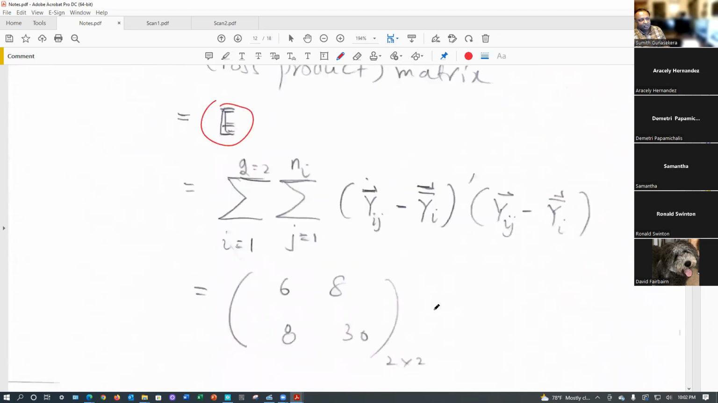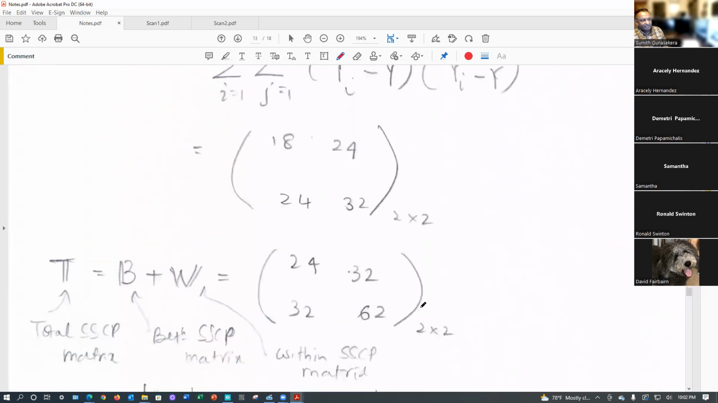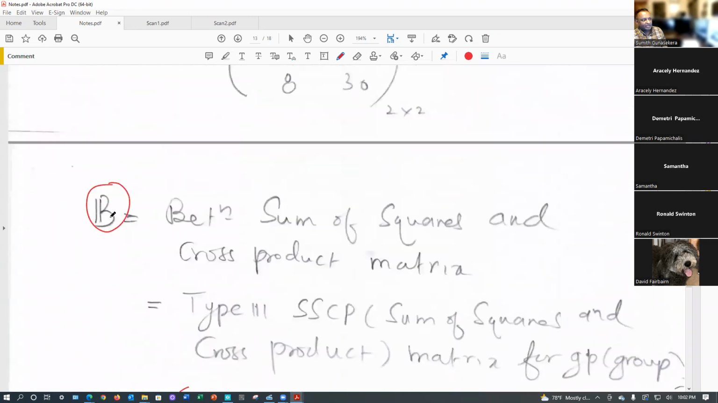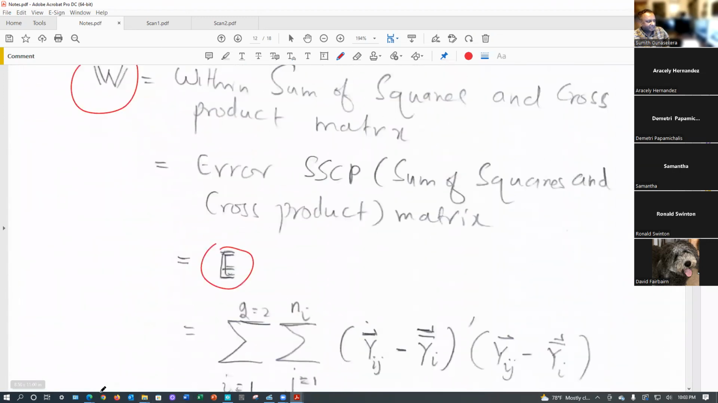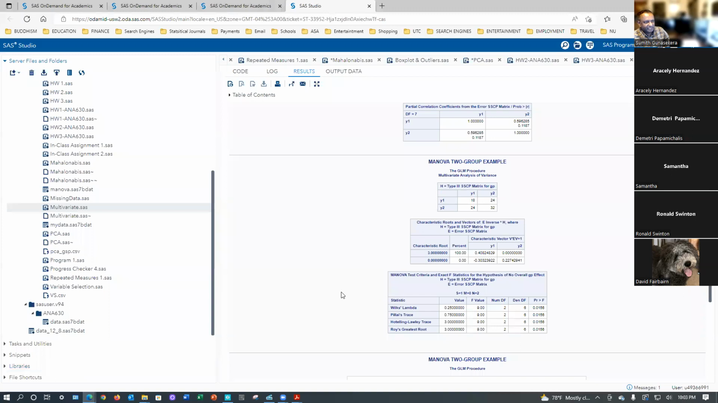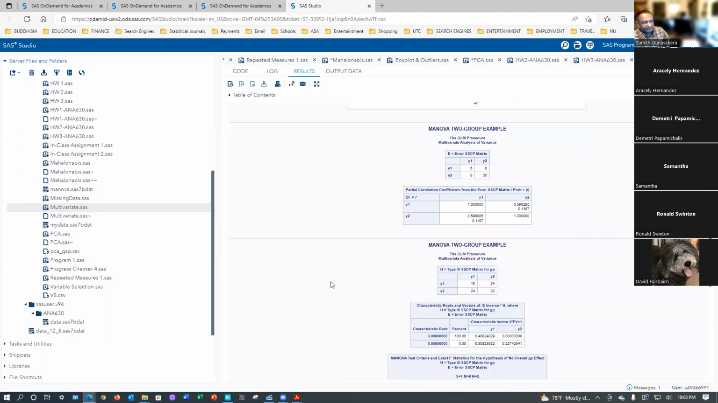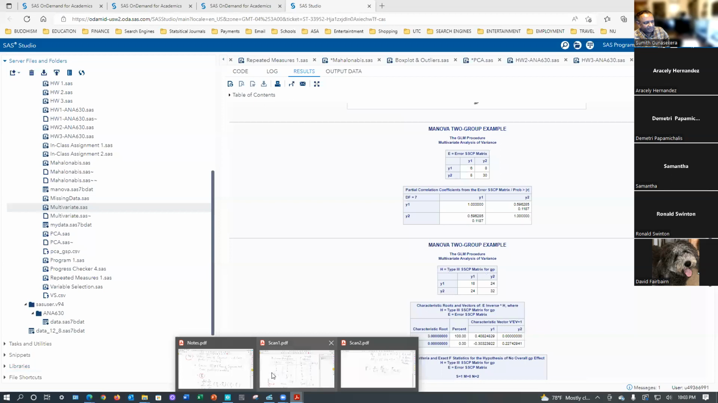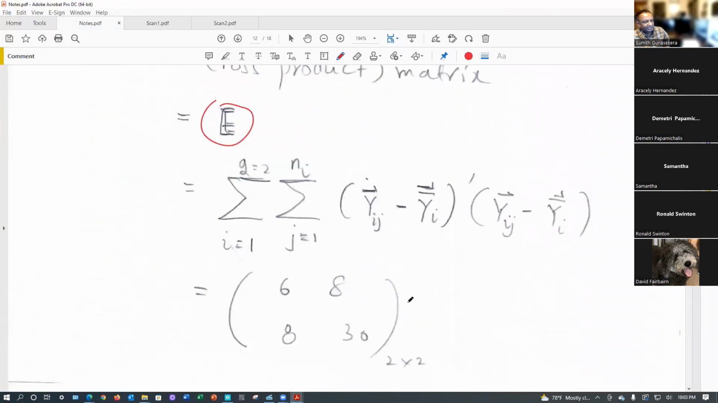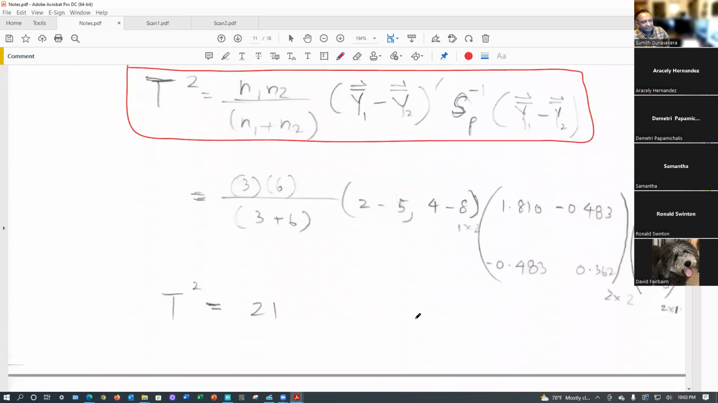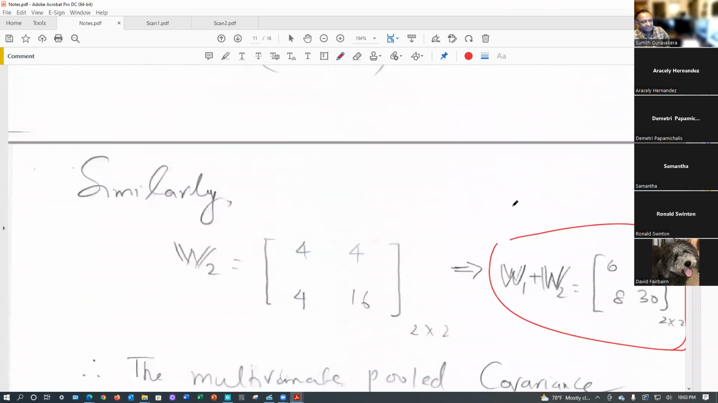On the other hand, through lambda, once we get the Wilks' lambda, we built up Wilks' lambda going through this one. So where are these B and W? Sorry, B, H and E on this printout. Okay, let's go ahead and have a look at it. H and E, where are they? Look at the E: 6, 8, 8, 30. Did we calculate that one? Yes, see. 6, 8, 8, 30.